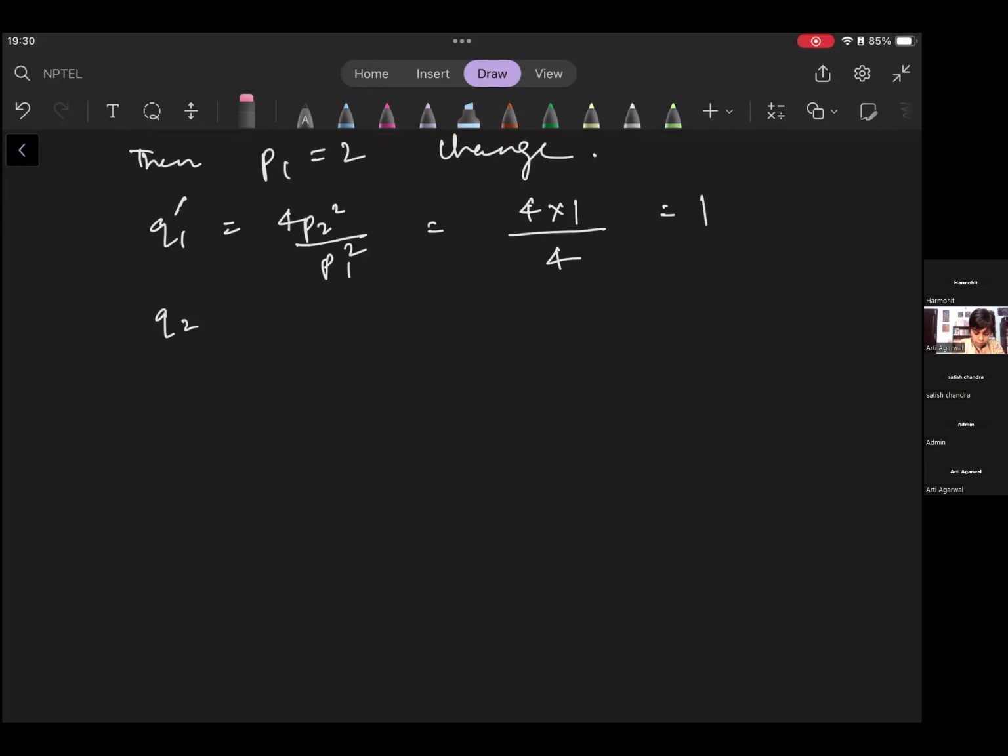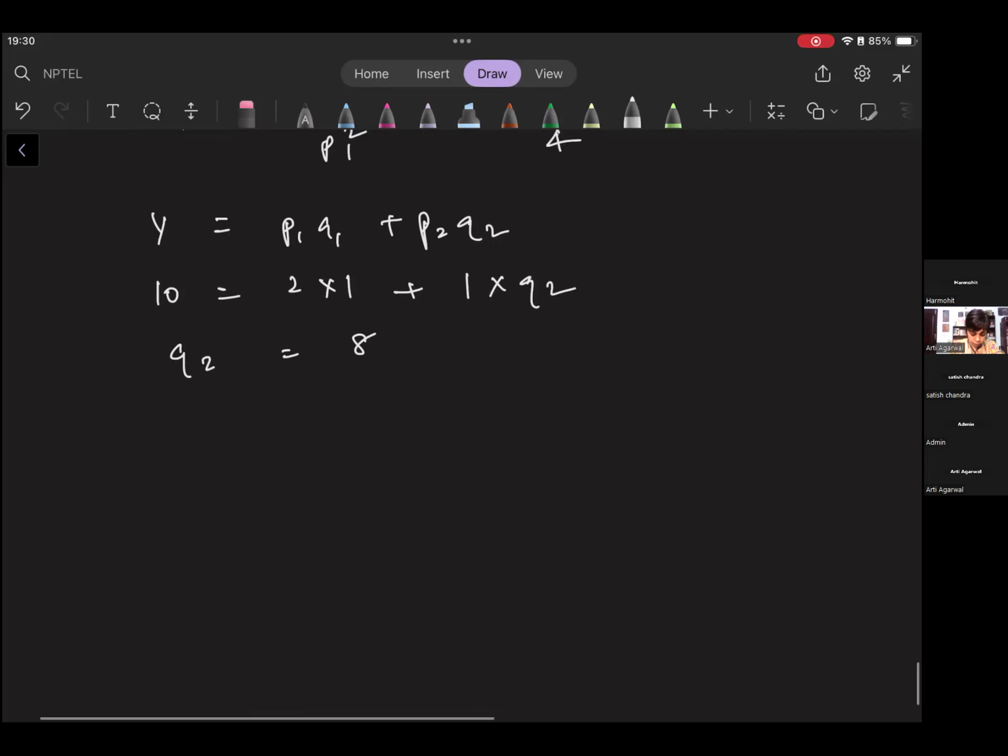And Q2 is given by, let's write the budget equation again. Y is equal to P1 Q1 plus P2 Q2. The budget is the same when we're calculating the new equilibrium value. P1 is 2 into Q1 is 1, P2 is still 1 into Q2. So Q2 is equal to 8 now. You can write Q2 prime if you want. Therefore, Q1 prime comma Q2 prime is equal to 1 comma 8.